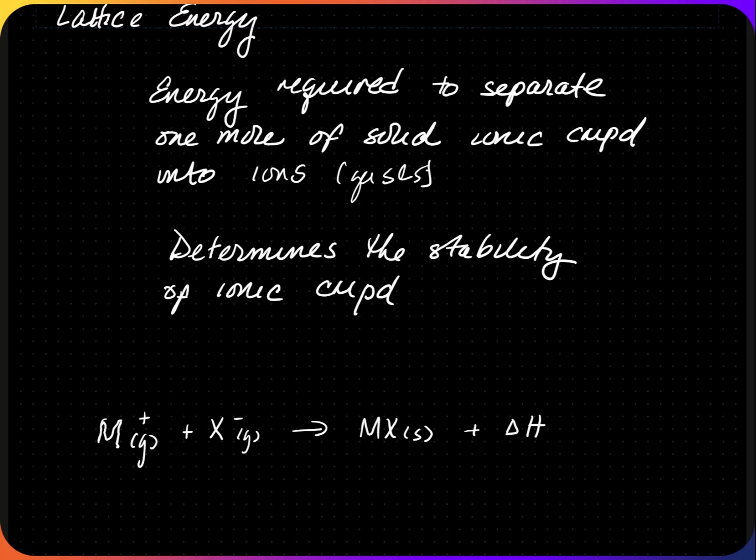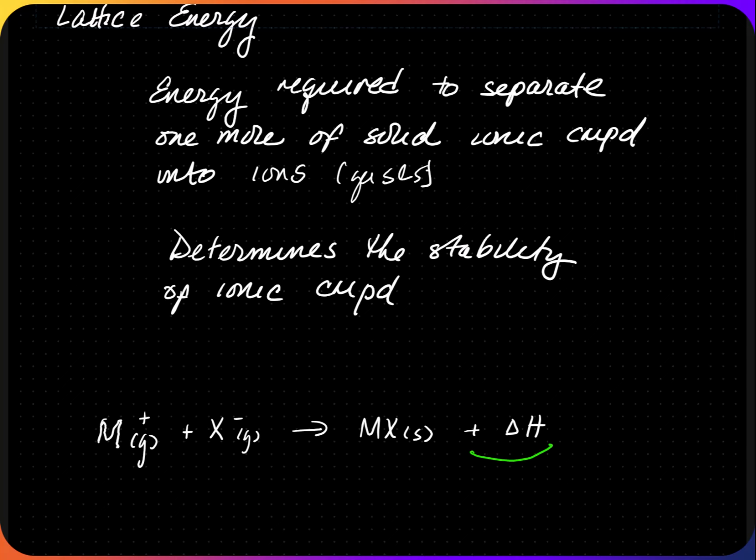Lattice energy is energy required to separate one mole of solid ionic compound into ions in the gaseous state. It determines the stability of an ionic compound. The general format is we write the ions on the reactant side and the solid ionic compound on the product side. It is determined to be exothermic.